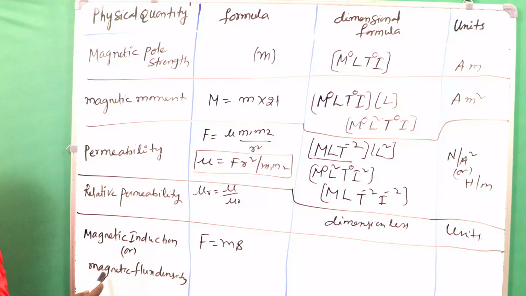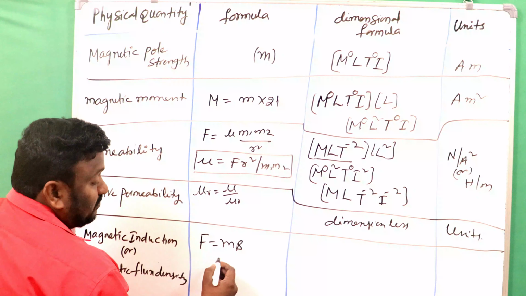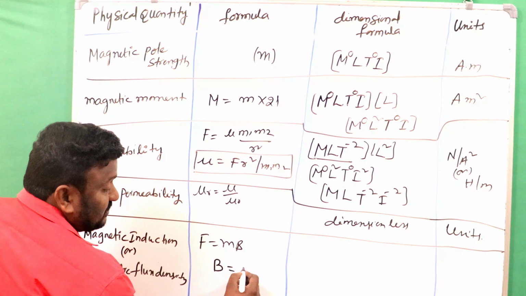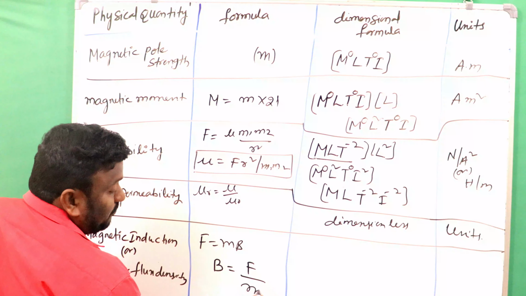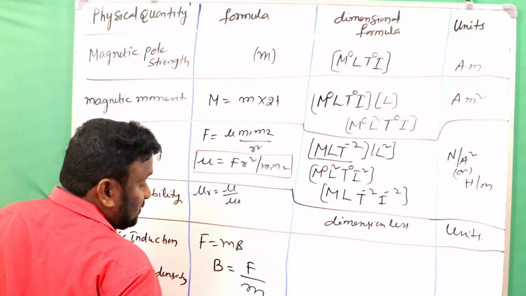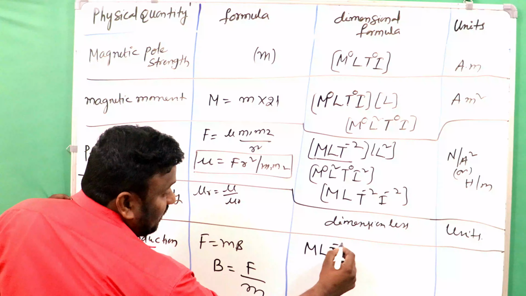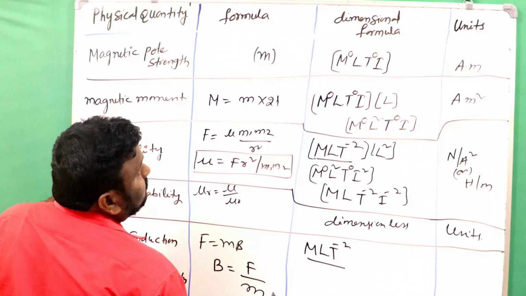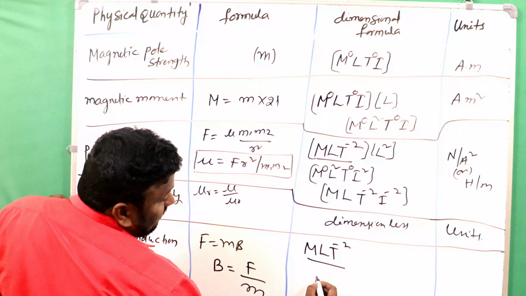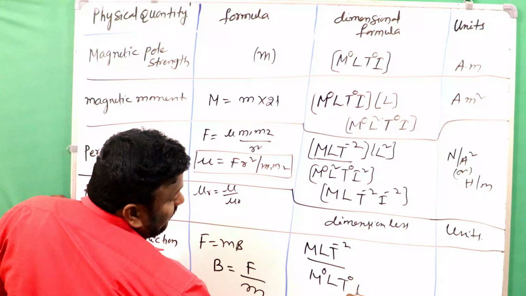Next one, magnetic induction or magnetic flux density. F is equal to MB is the formula. From that, B is the magnetic induction and we can write B equals F by M. Here F is the force and M is the magnetic pole strength. So what is the F dimension formula? M L T inverse 2 by M. What is the pole strength dimension formula? M to the power of 0, L, T to the power of 0 and it is I.